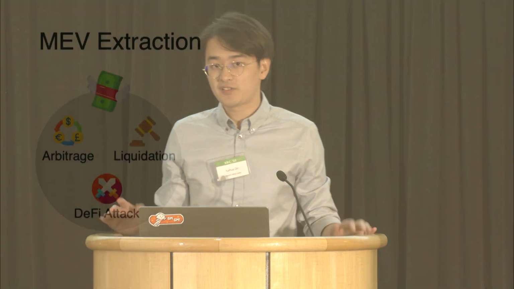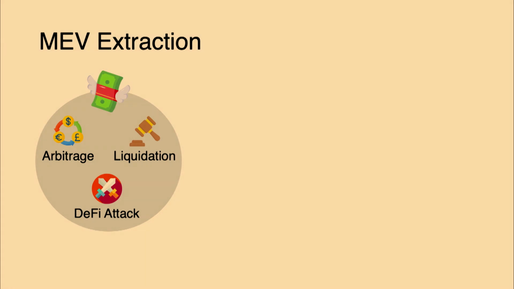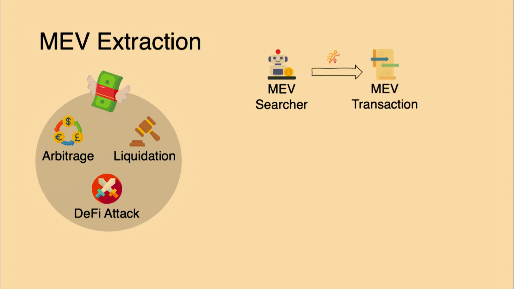So it's not a secret that millions and billions of US dollars are extracted from the blockchain and the decentralized finance ecosystem from different sources like arbitrage, liquidation, and different kinds of DeFi attacks. This is also known as MEV. The entities who go on hunt for these MEV opportunities are called MEV searchers. Now, to become an MEV searcher is not an easy job.